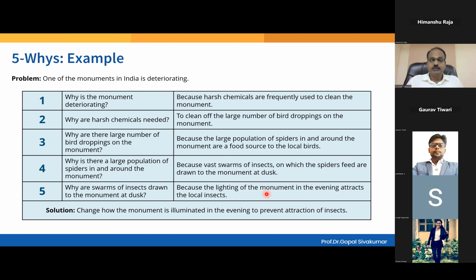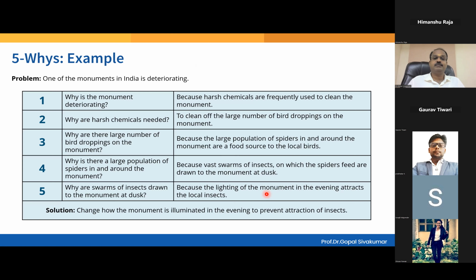Particularly during the rainy season, a lot of insects come to our house also. That is mainly because of the lighting. In the same manner, they had some very powerful spotlights around the monument, so the insects got attracted. And so there are spiders, and so there are birds, and so there are bird droppings, and so chemicals. So now you have to break the chain.